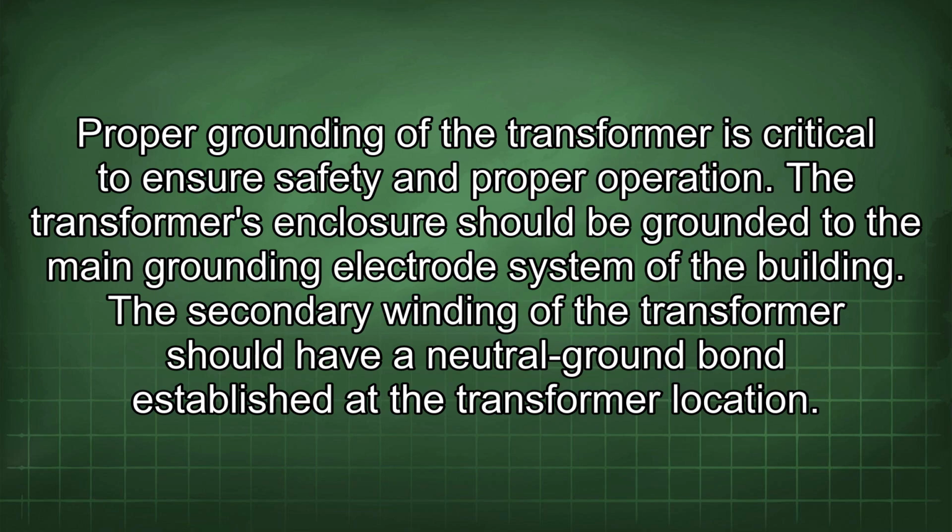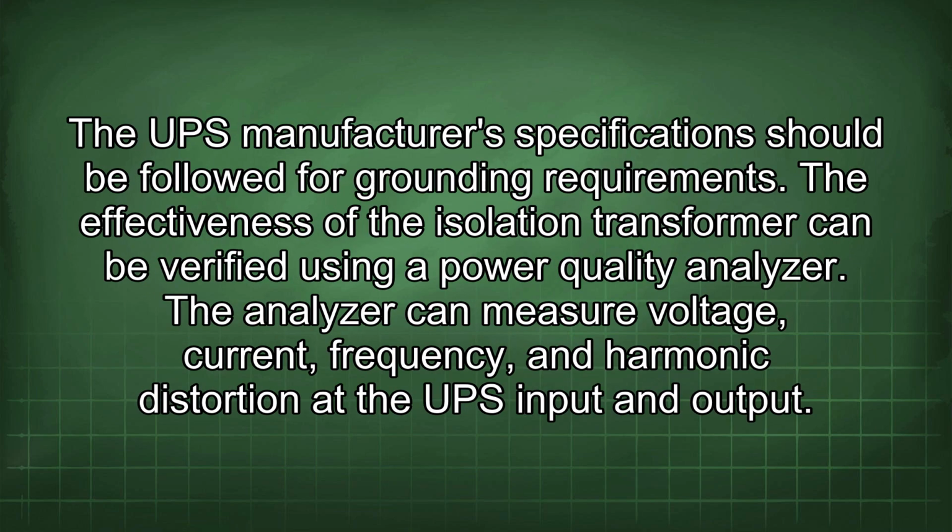The transformer's enclosure should be grounded to the main grounding electrode system of the building. The secondary winding of the transformer should have a neutral ground bond established at the transformer location. The UPS manufacturer's specifications should be followed for grounding requirements.